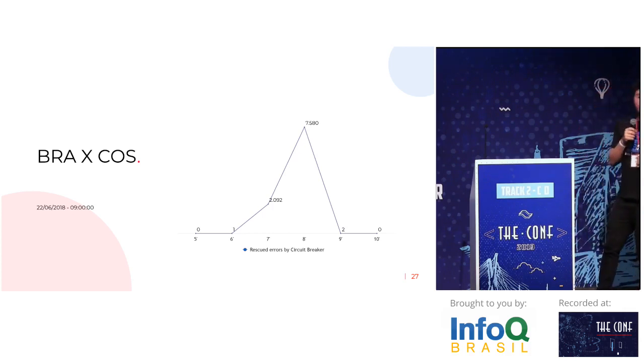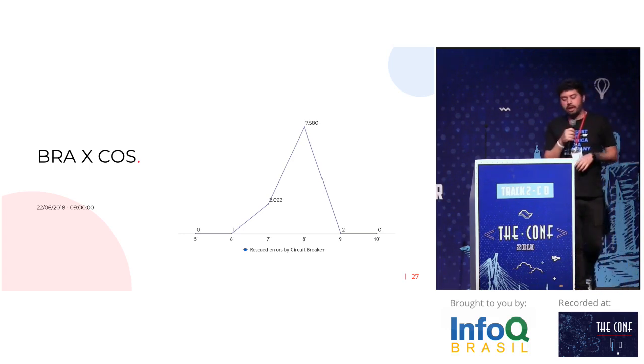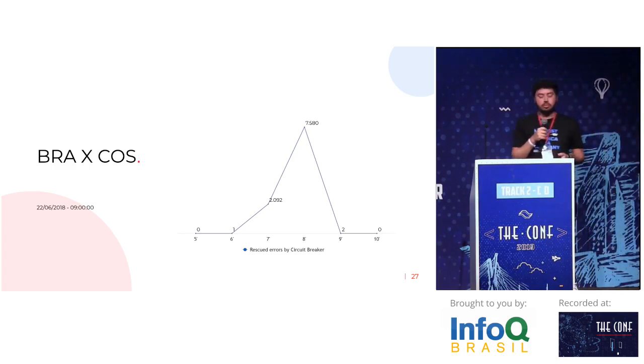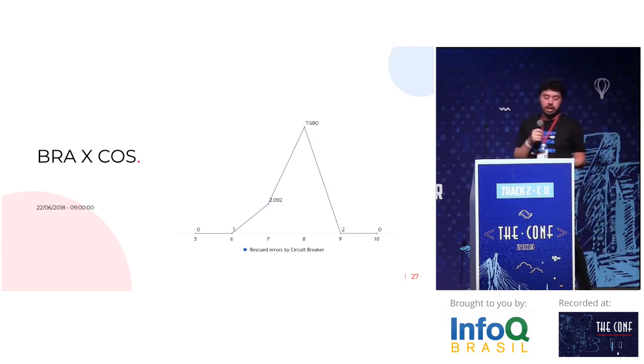And at minute 8, we go to more than 7,000 users rescued by our circuit breaker. And at minute 9, we go back to only 2 users. And at minute 10, we have 0 users rescued by a circuit breaker. So looking at this graph, we can have an idea of how many users didn't suffer any impact to watch a match in the World Cup.